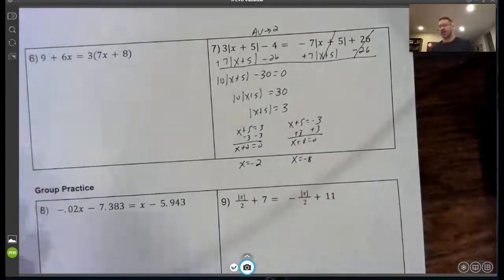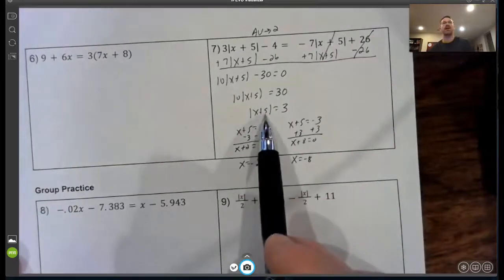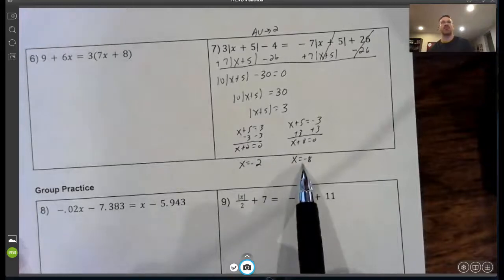So just remember, if I have more than just x in here, I'm going to get my two solutions, but they're not necessarily going to be opposites.